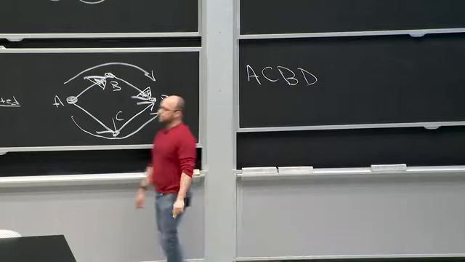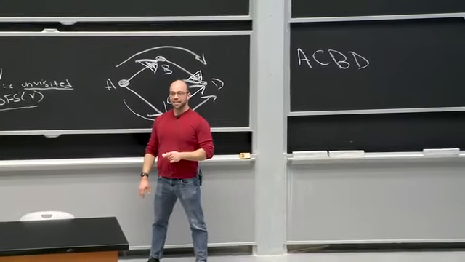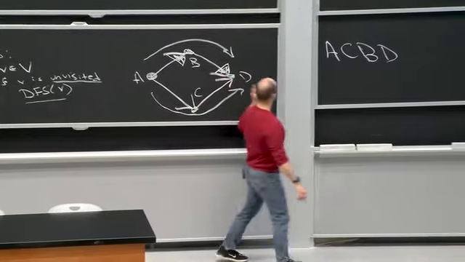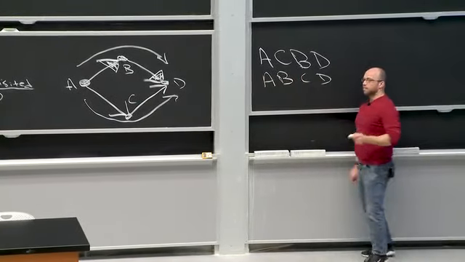Okay. By the way, are topological orderings unique? No. So if we look at our graph example here, A, B, C, D is also a topological order.